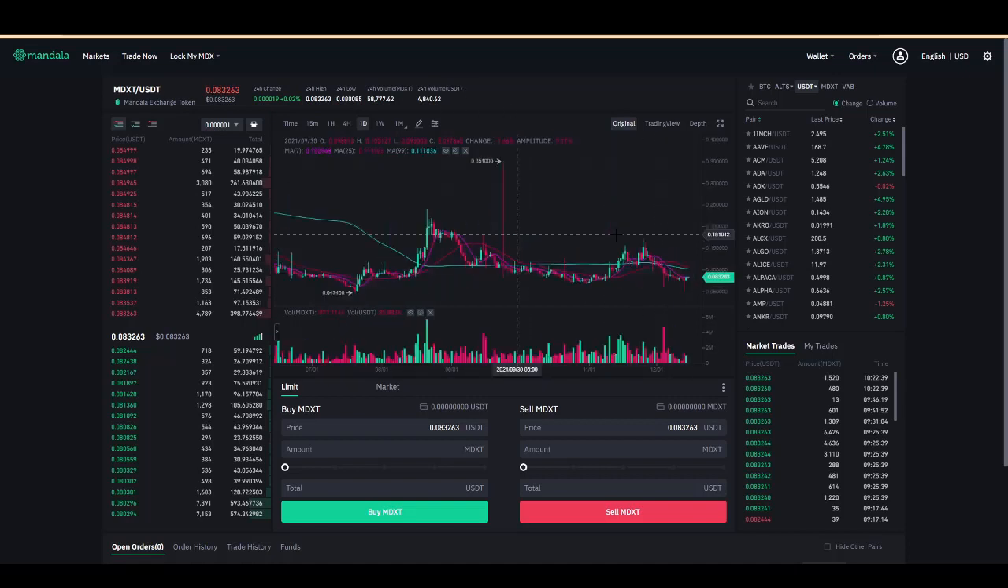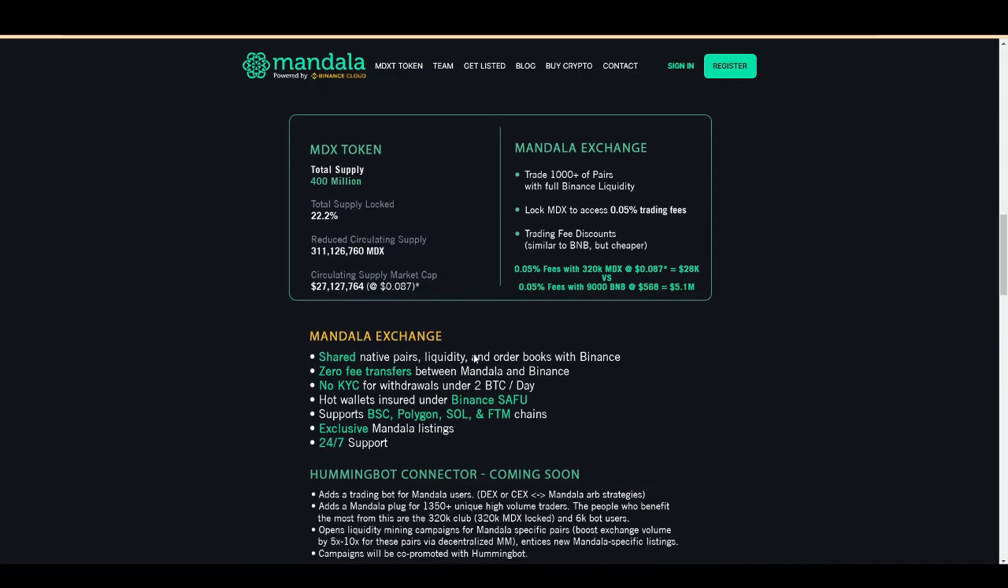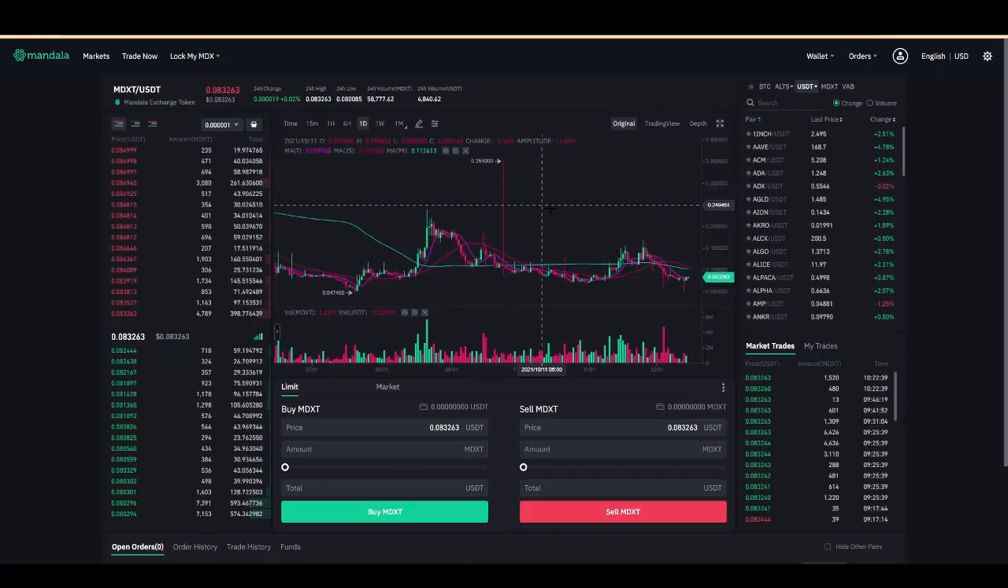And also, if you don't know, Mandala Exchange is sharing their order book with Binance, so that is also something really cool. As you can see, they shared native pair liquidity and order book with Binance, so there is no issue of liquidity over here if you are trading some major pair like Bitcoin USDT, Ethereum USDT.